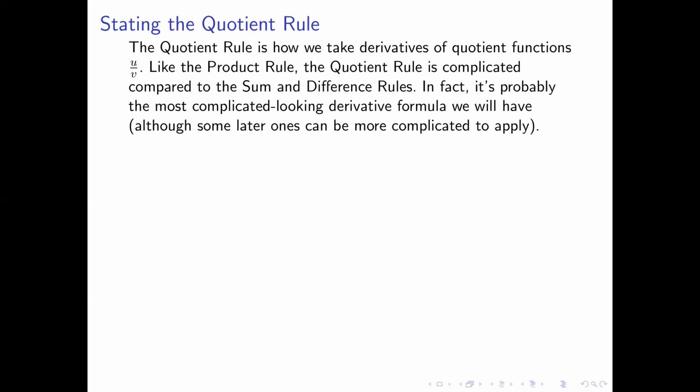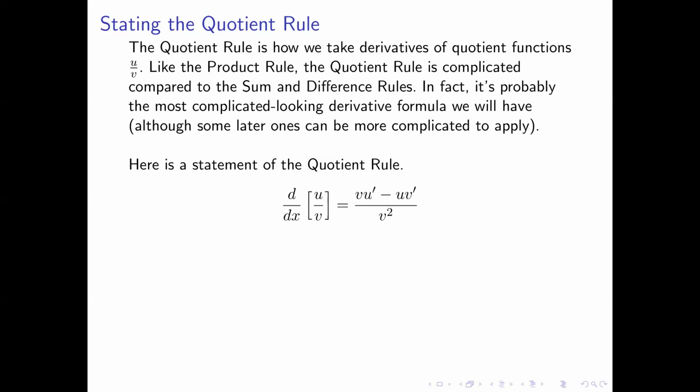In fact, as we'll see in a second, the quotient rule looks probably the most complicated of all of our derivative formulas. It's not necessarily the most complicated to apply. It's a formula and you plug stuff into it, but it does certainly look complicated, and remembering it can be a little challenging. I'll mention a little technique you can use to remember it after we've introduced it. Here's a statement of the quotient rule. It says that the derivative with respect to x of u over v is v times u prime minus u times v prime over v squared.